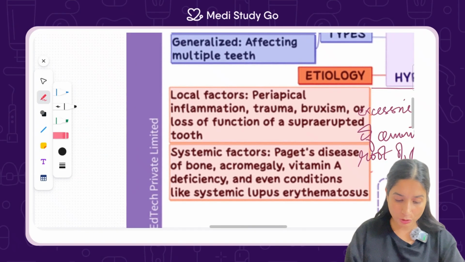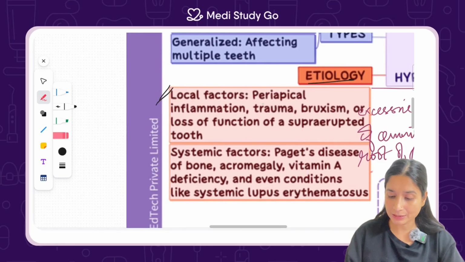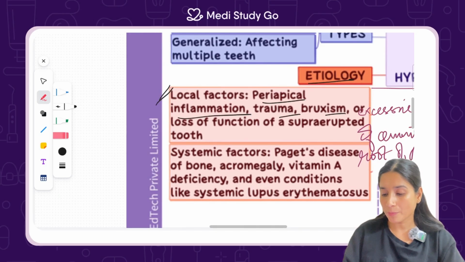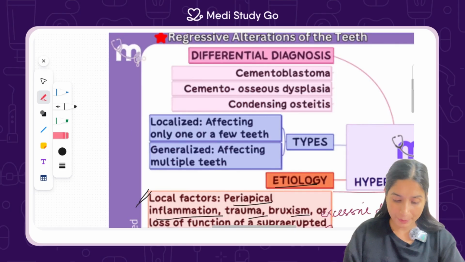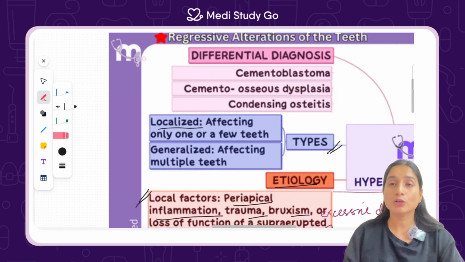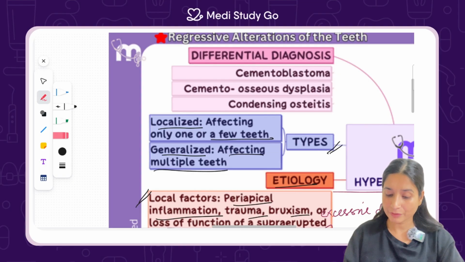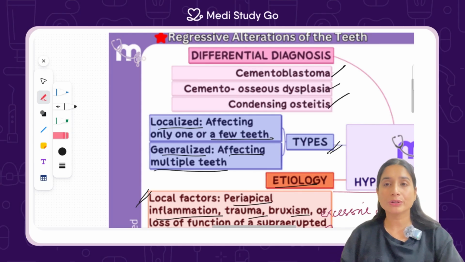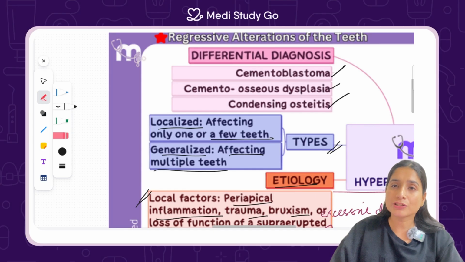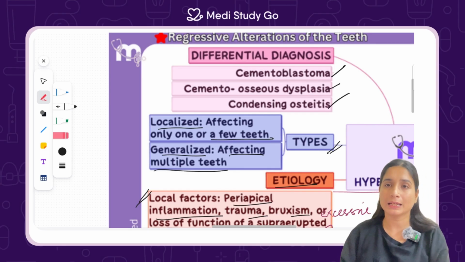What is the etiology of the hypercementosis? Local factors like periapical inflammation, trauma, bruxism or loss of function of supra-erupted tooth. Systemic factor, Paget's disease, acromegaly, vitamin A deficiency, and even condition like systemic lupus erythematosus, that is also known as SLE. Types of hypercementosis: localized, affecting only one few teeth, and generalized, affecting multiple teeth. Differential diagnosis, we have cementoblastoma, Cemento-Osseous Dysplasia and Condensing Osteitis, which we are going to study in the diagrammatic. All these three differential diagnoses we are going to study in this diagrammatic representation.